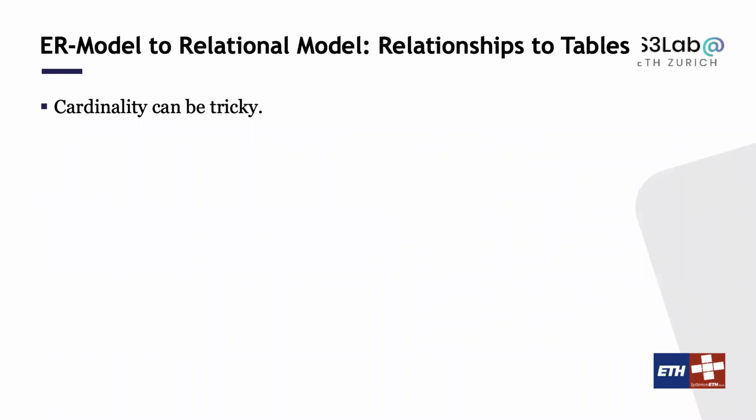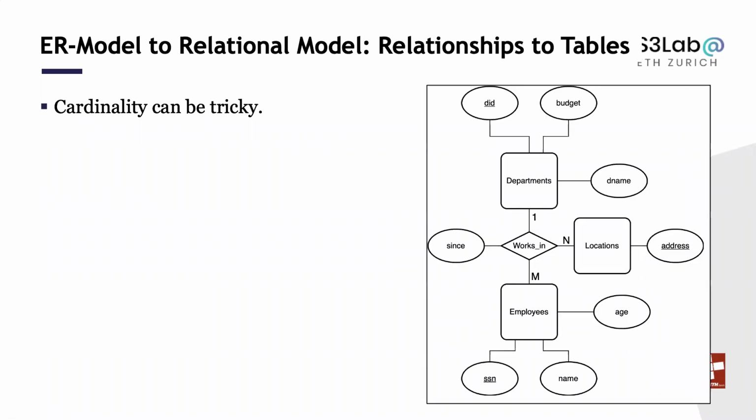So this is tricky. Okay, then let's go through a little bit more of an example here. So let's take this example. It's the same as the example that we saw before. You have department, locations, and employees. And I have the works in relationship connecting these three different entity sets.